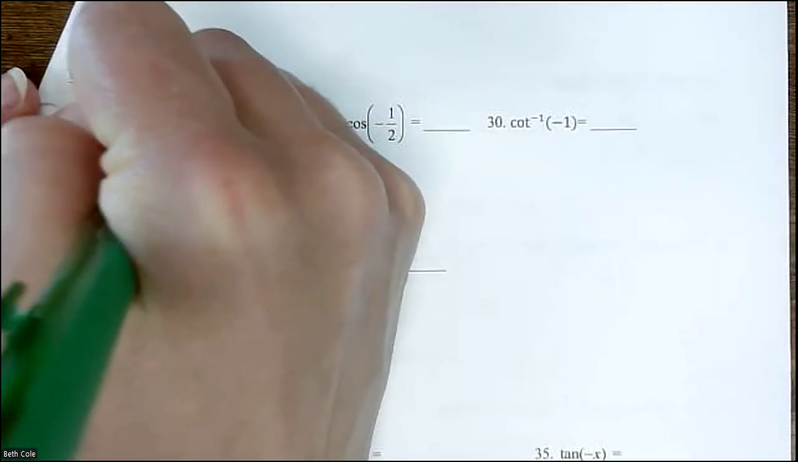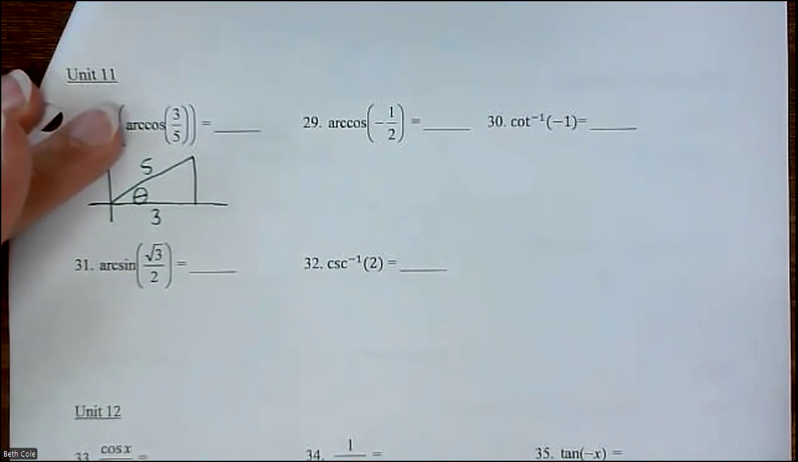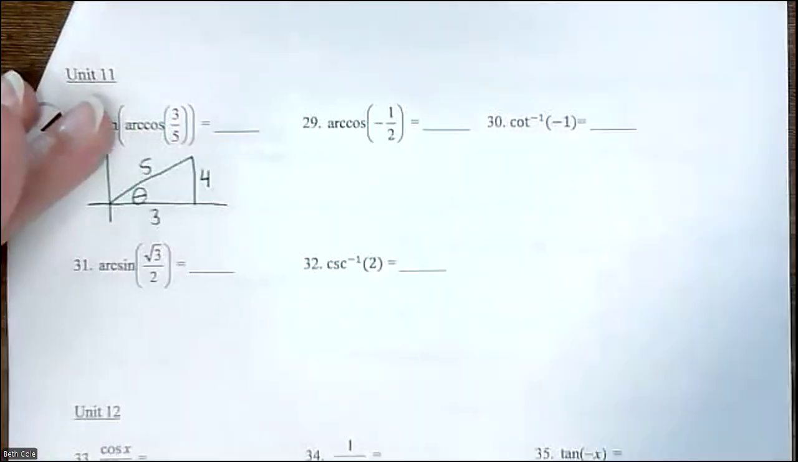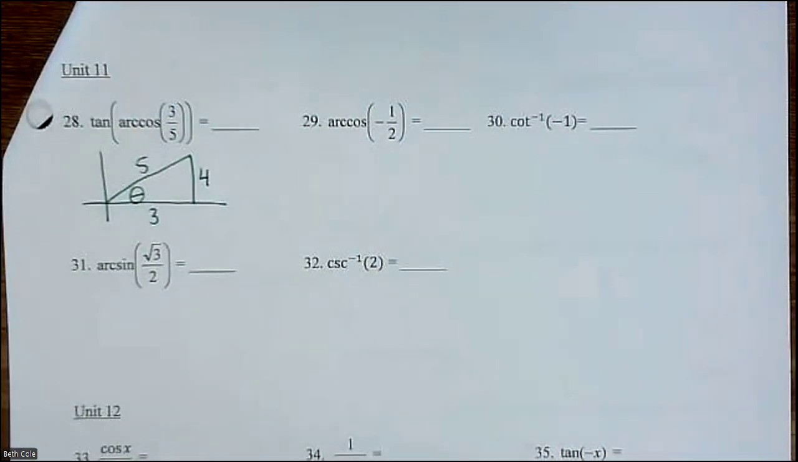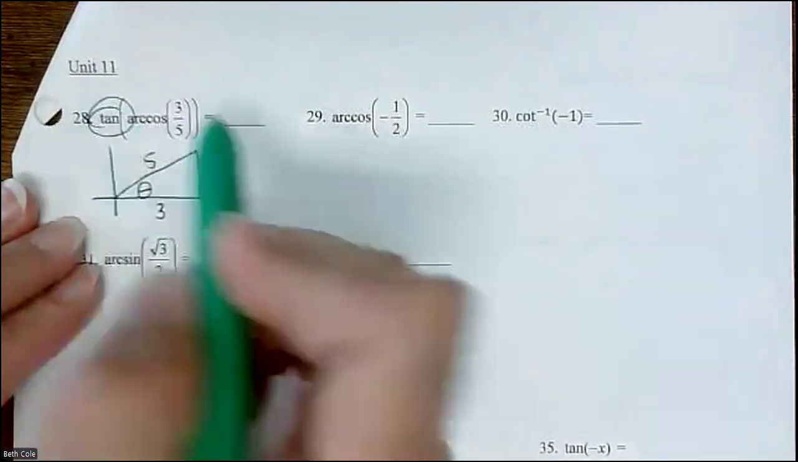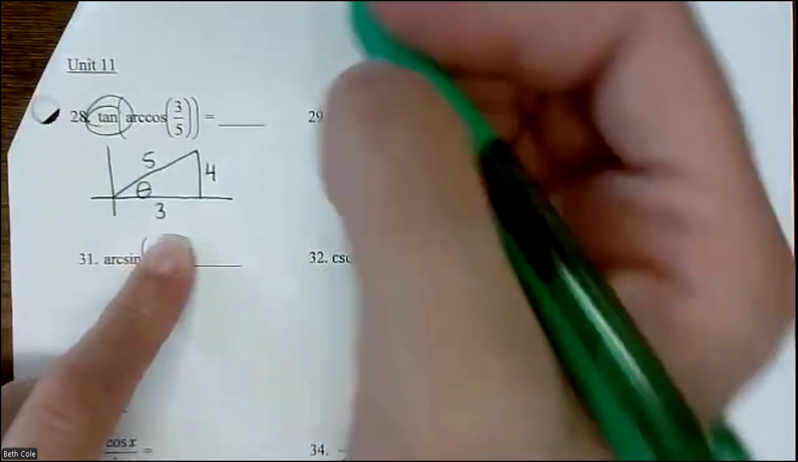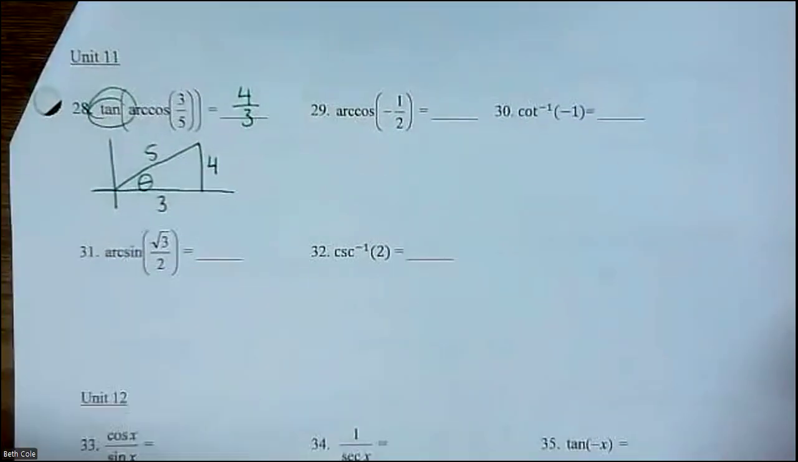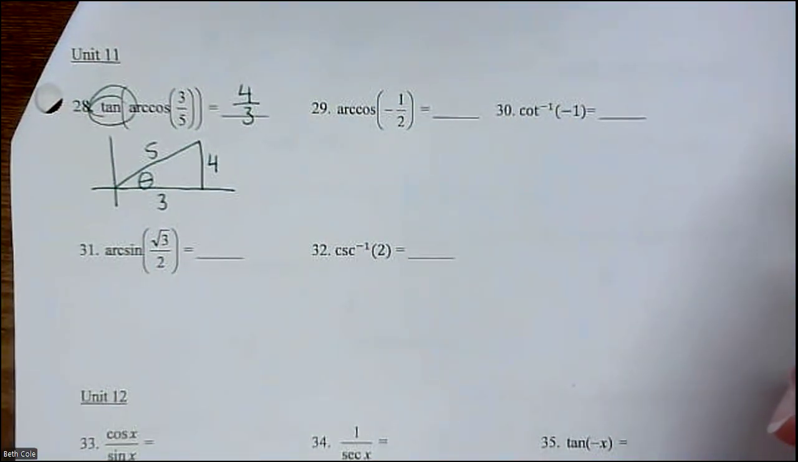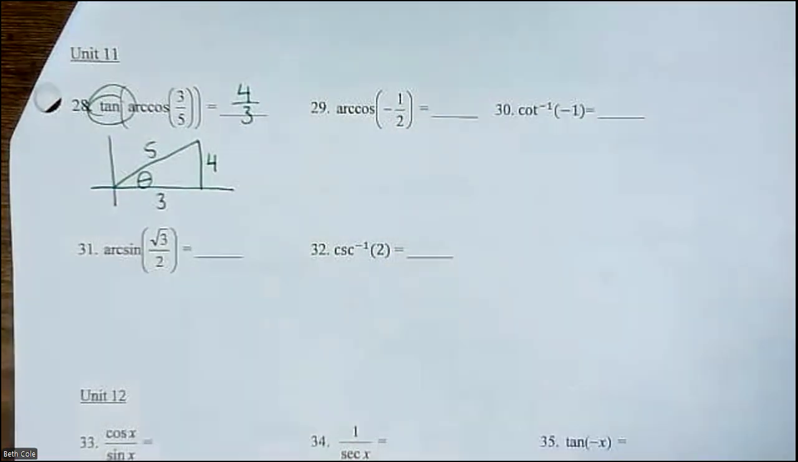So this is the 3 and this is the 5, adjacent over hypotenuse. The other side is 4, okay? Now it's kind of like your work. We're going to do tangent of that triangle. So tangent, TOA, that's opposite over adjacent. So 4 over 3. I think the rest of these are on the unit circle.